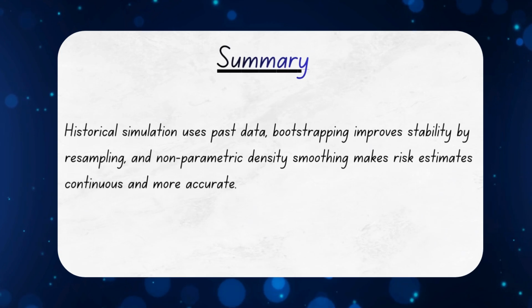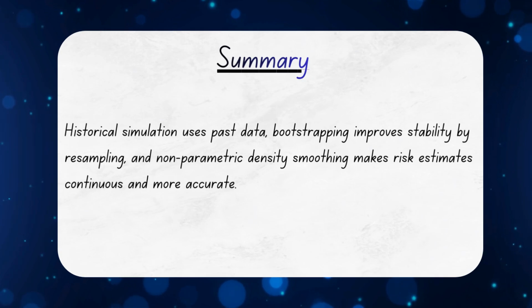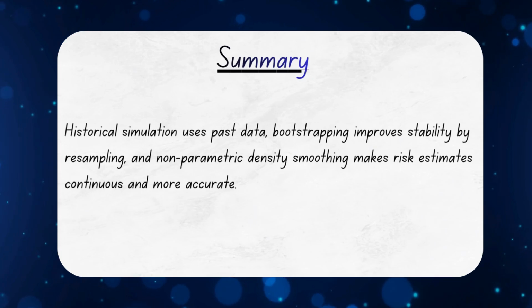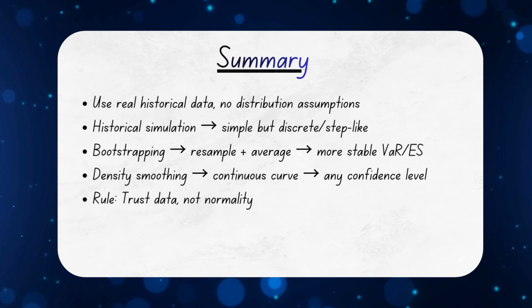So to summarize the intuition, historical simulation uses raw past data with no assumptions. Bootstrapping improves stability by repeatedly resampling and averaging risk estimates, and non-parametric density smoothing turns the step-like distribution into a continuous one, so we can compute risk more accurately, especially in the tails. The core philosophy behind all these methods is simple. Don't assume the world is normal. Trust the data you actually observe.